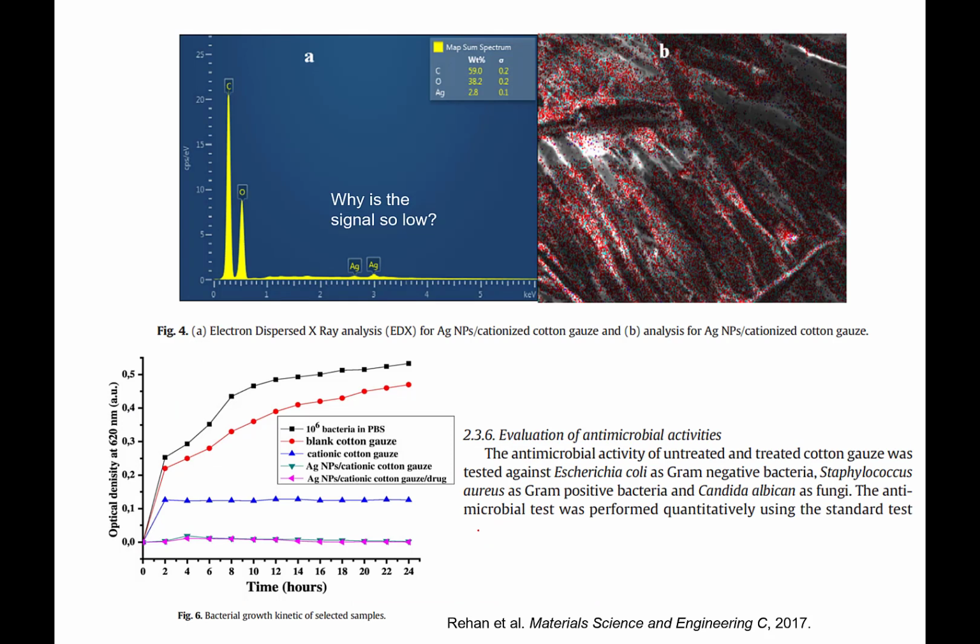So here, I'm not going to explain the materials very much or the synthesis, but this was a gauze and it was impregnated with silver nanoparticles. So up at the top, we actually see a little surface characterization data here. So they wanted to verify that they had silver, which is good. So this ties back into what we learned about surface characterization strategies. They kind of mislabeled it here. They call it electron dispersed X-ray analysis.